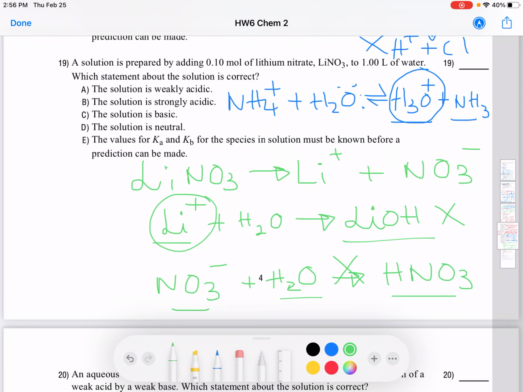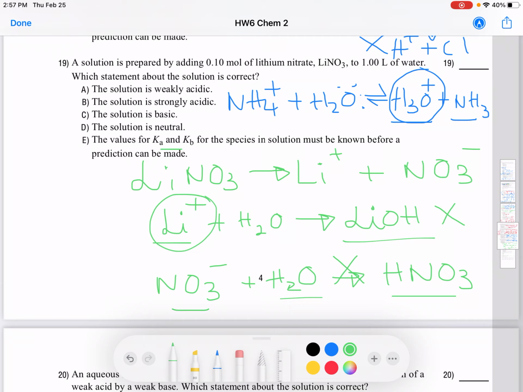So as a result, lithium ions and the nitrate ions are not going to react with water to give you any acid or base. So what does that mean? Is the solution going to be acidic, basic, or neutral? What do you think? It's going to be neutral, right?